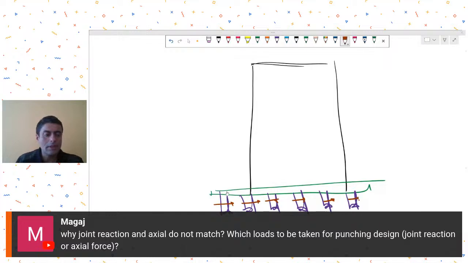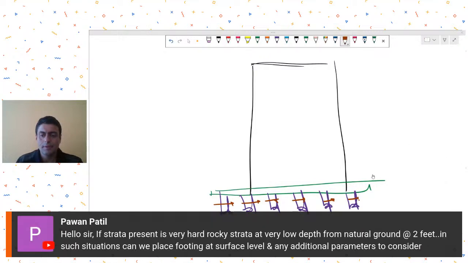See, it's quite possible that you have other members merging, or other members connected to that joint. So then you will have to take the component so that the reaction is found out. So in that scenario, your reactions and axial forces may not match. But if you have a single member, and that single member has a support point, then the axial force and reactions will match. Okay.